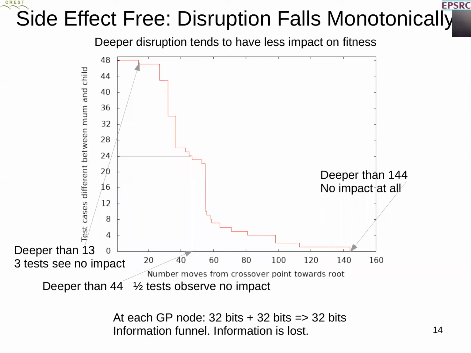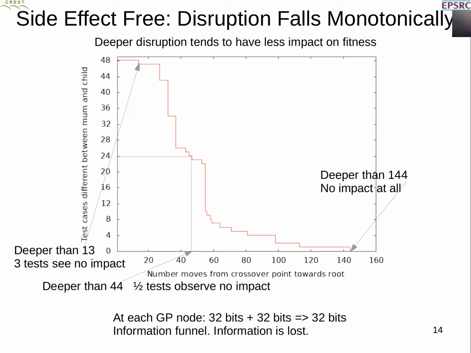So here we have the same information, but as a graph. Along the x-axis, the horizontal axis, we have the distance from the crossover point, and going upwards, we have the number of test cases which are different. Initially, with no distance from the crossover, all of the test cases for the child are different from those in the parent.